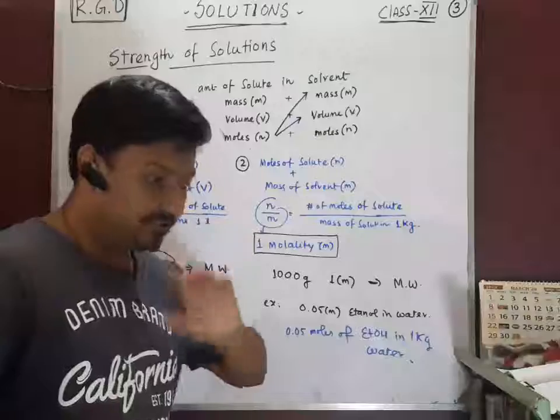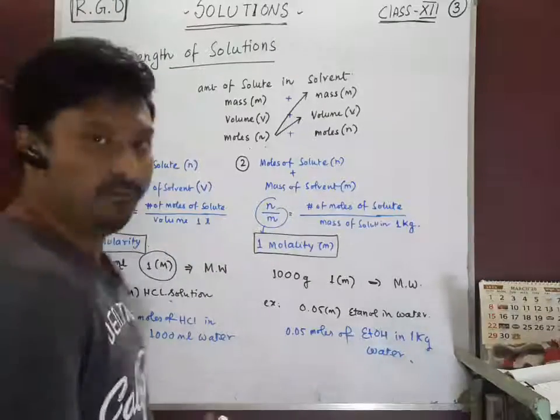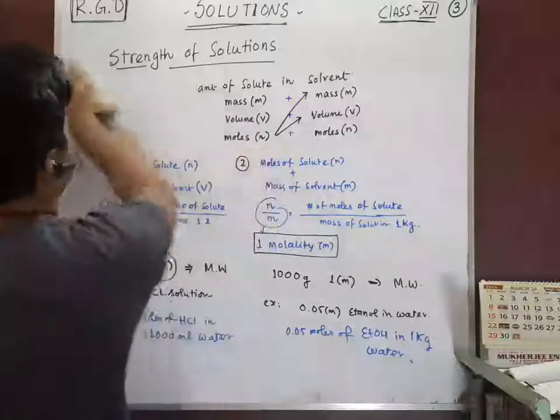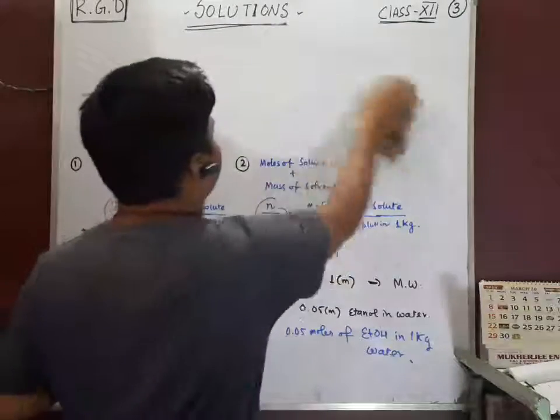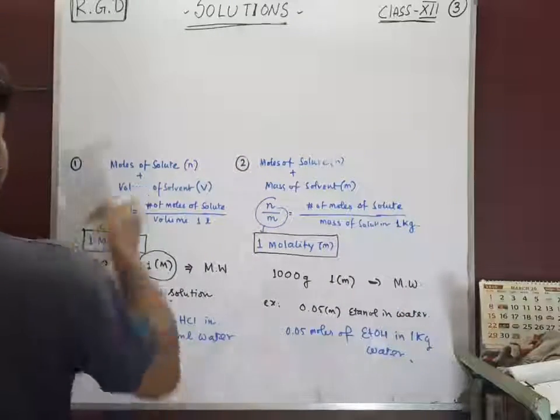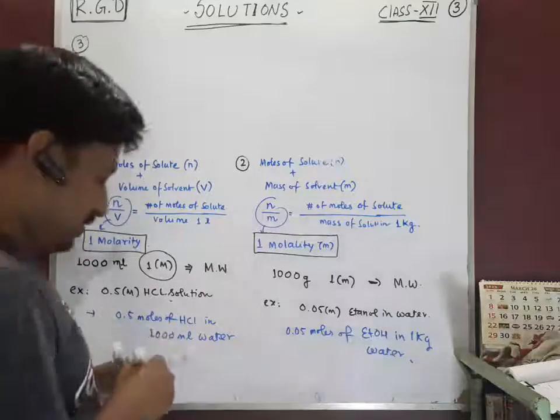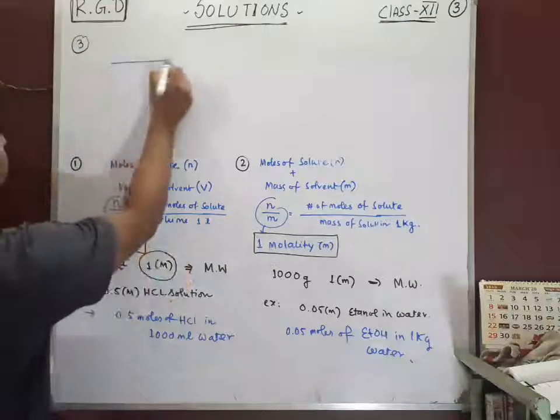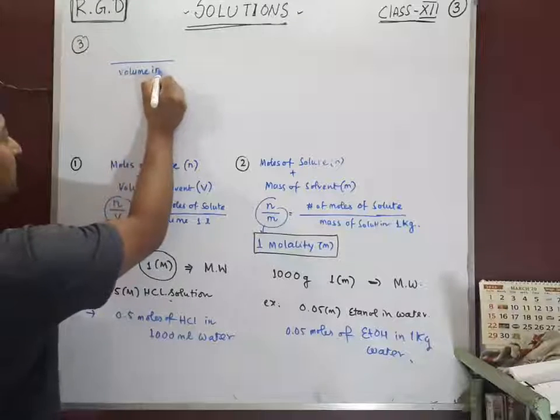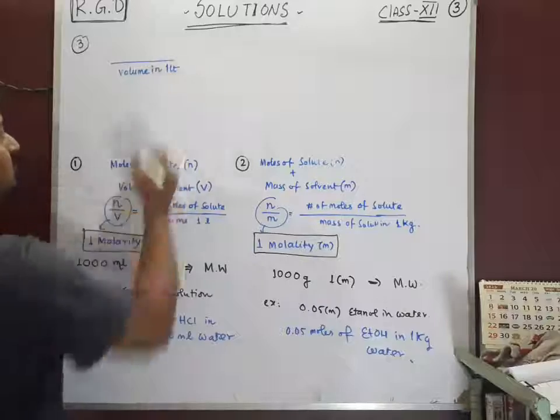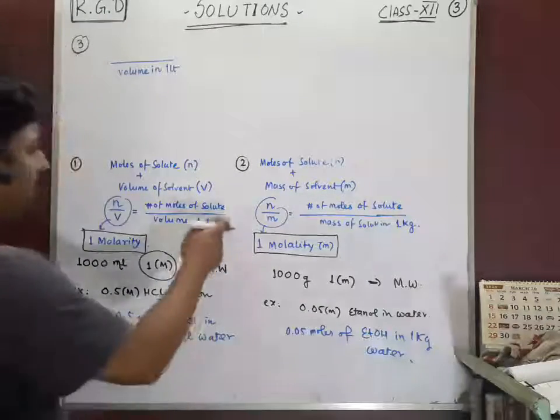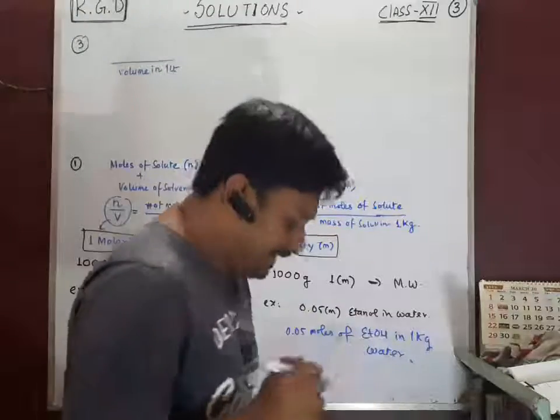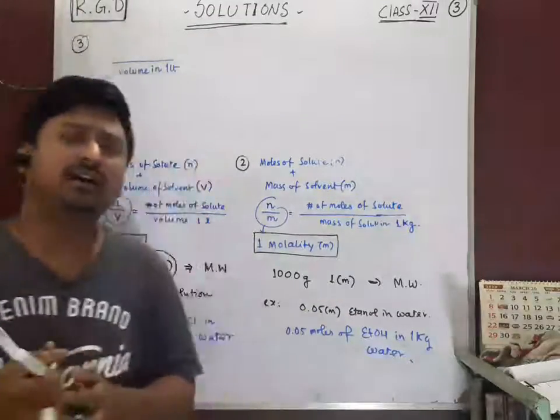Okay, now before finishing this strength calculation, I want to mention another important case. I'm rubbing here, it's not required anymore. Concept number three. Now let's say I'm taking volume down here in 1 liter, and I'm taking above here the number of moles.